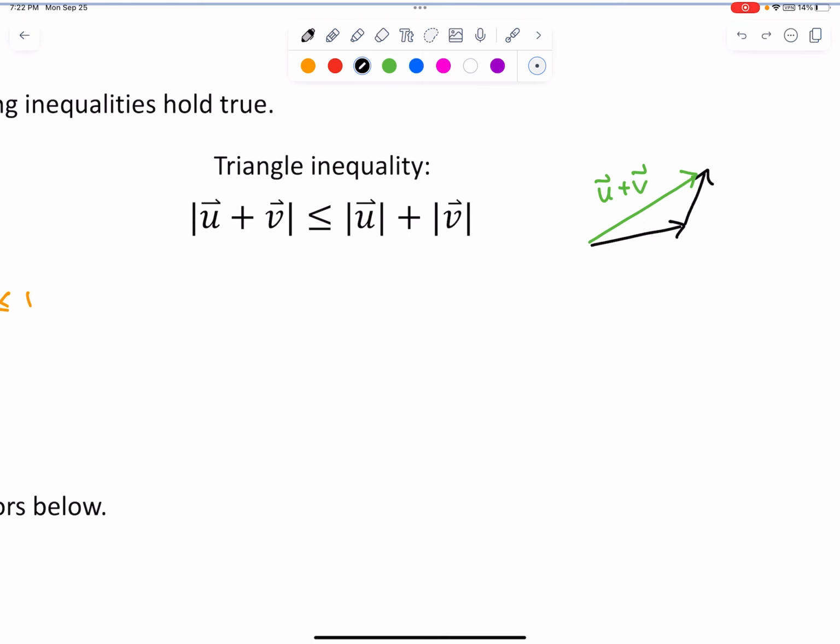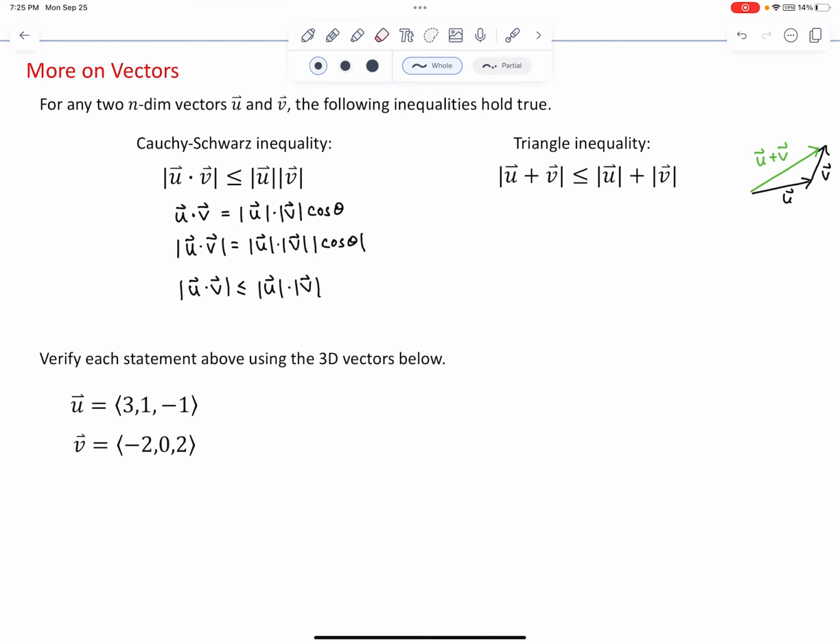Ask yourself what must be true about u and v so that when you add them together, you get a vector that's as long as the sum of the magnitudes of u and v separately. As you think through this, think about two-dimensional cases. Verify each statement above using the 3D vectors below.